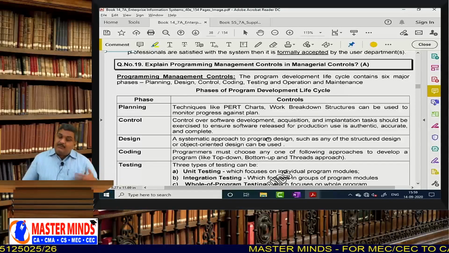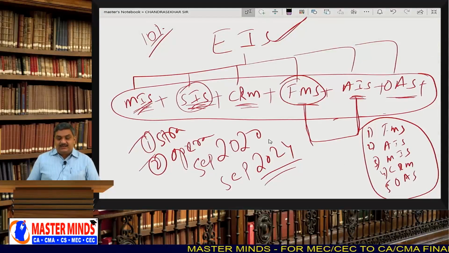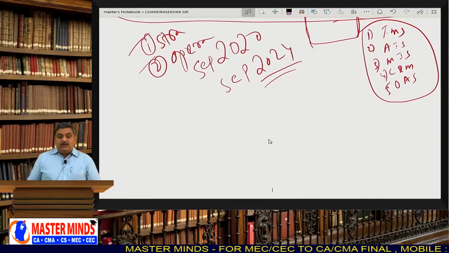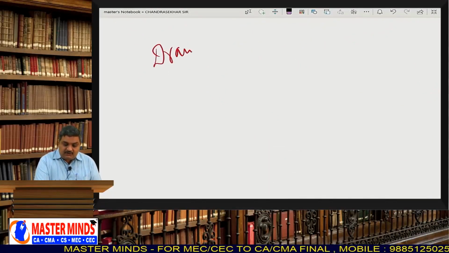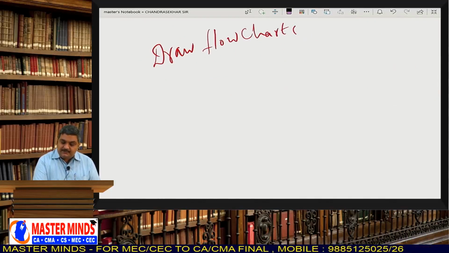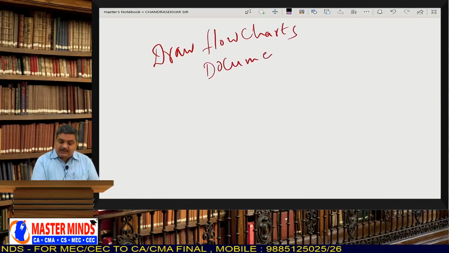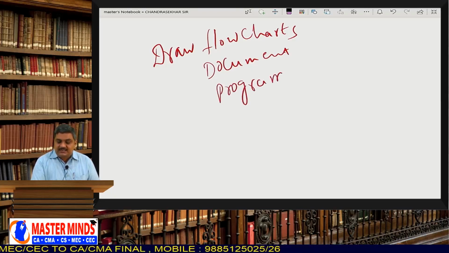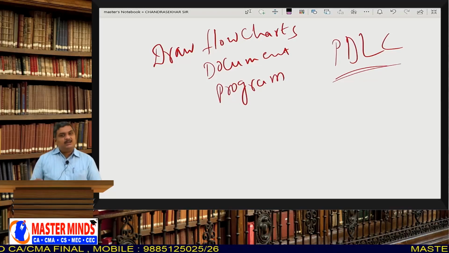And again, there will be a process called PDLC, Program Development Lifecycle. That means how to write a program. First of all, you have to draw the flow charts. You have to make the documentation. And then you have to write the program. So there will be a specialized procedure called PDLC, Program Development Lifecycle.